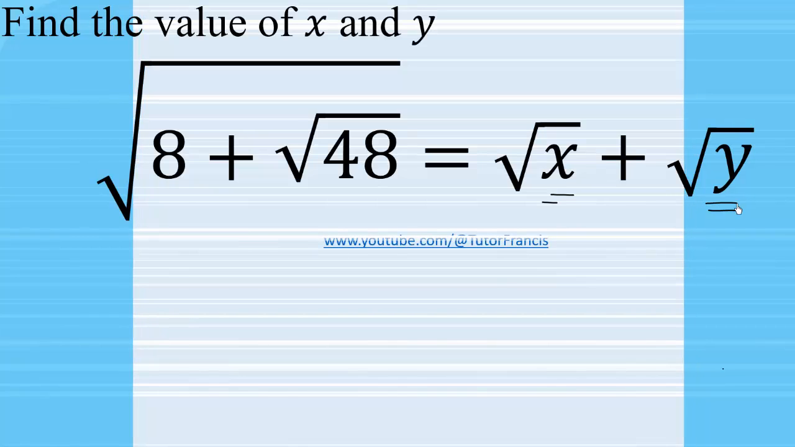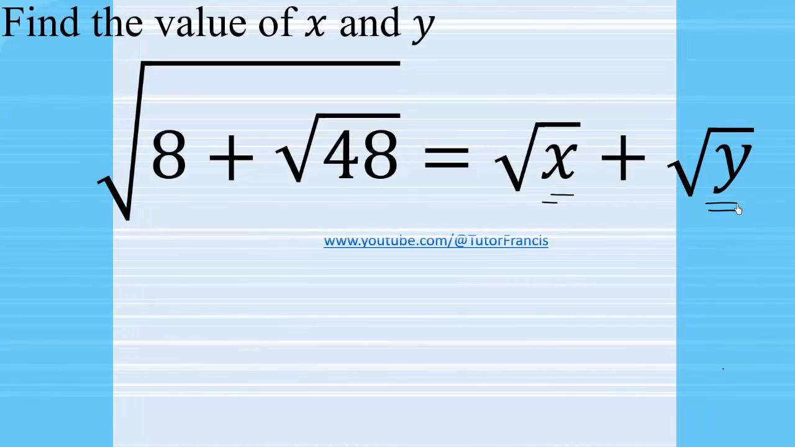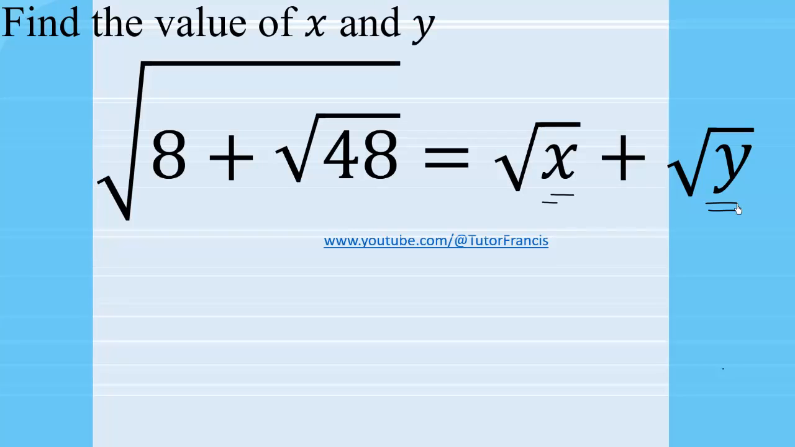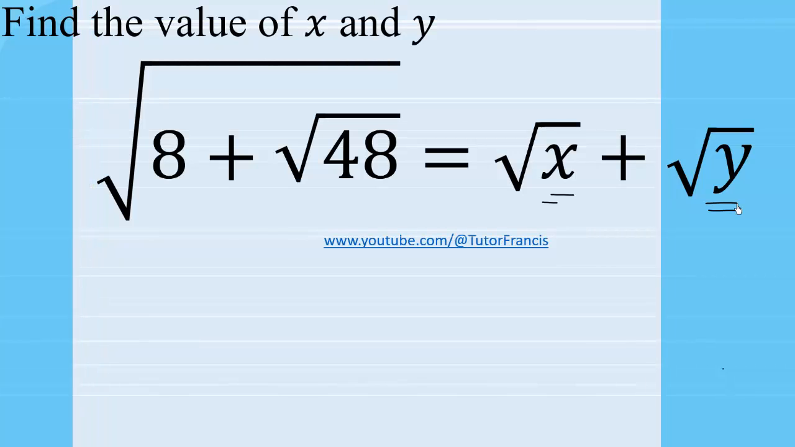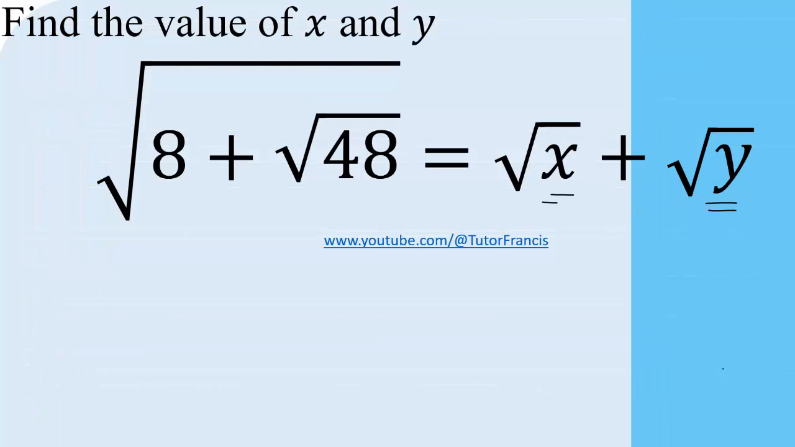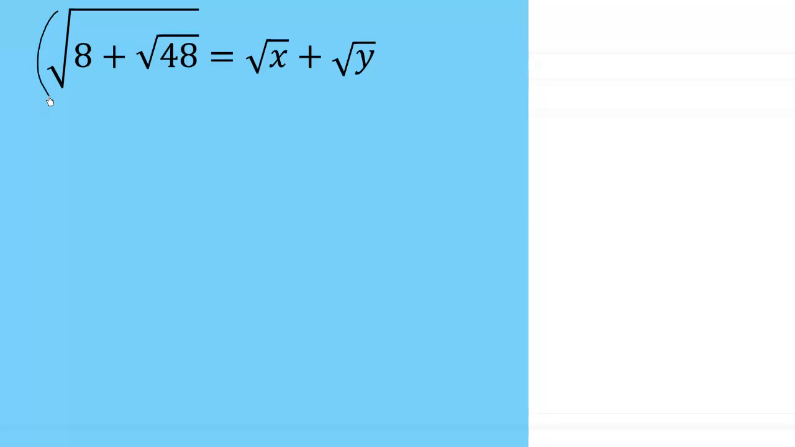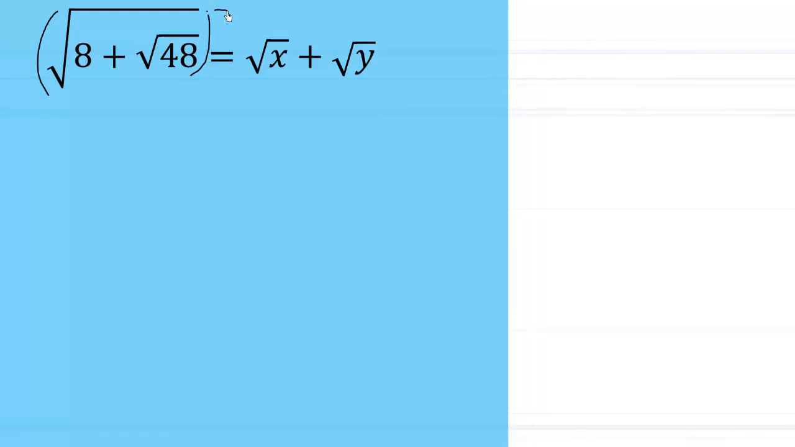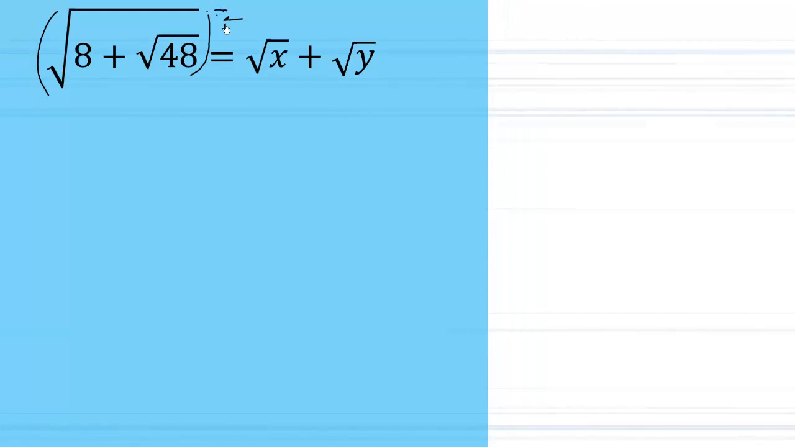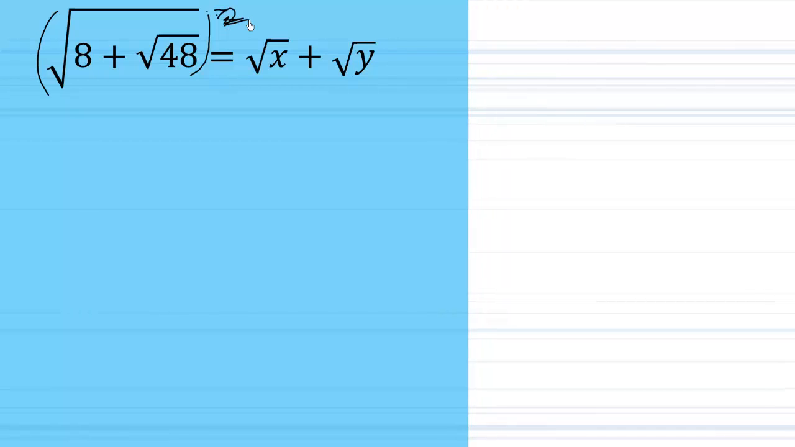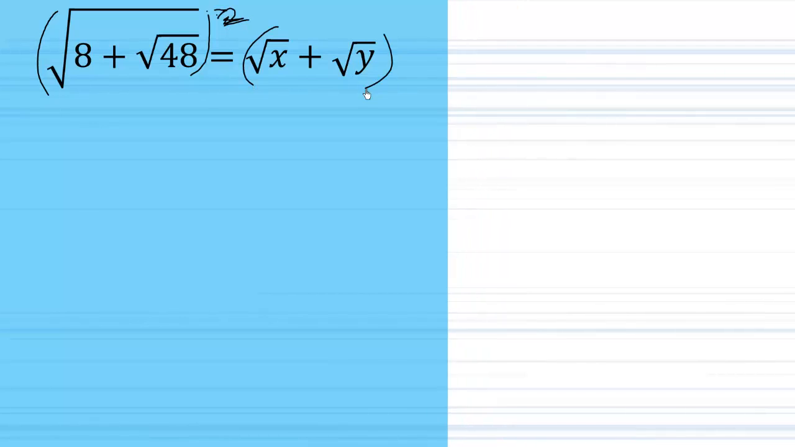So the first thing is to square both sides of the equation. So let's do that. We'll square both sides of the square root equation. So I'll square this side and I'll square this side as well.